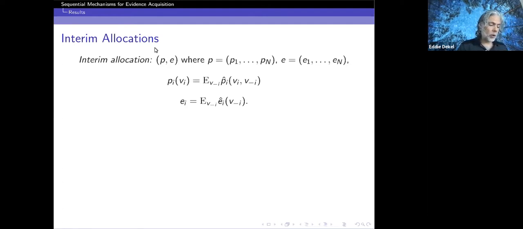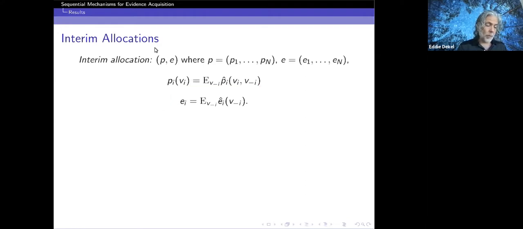We're going to define interim allocations in the usual way. p_i of v_i is the expected probability that type v_i of player i gets the good. In other words, we have an ex post probability p hat, which depends on i's value and everyone else's. We take the expectation over everybody else, and we get i's interim expected probability of getting the good. Okay, this is a standard definition. Is there any question about that definition? Good point to stop.